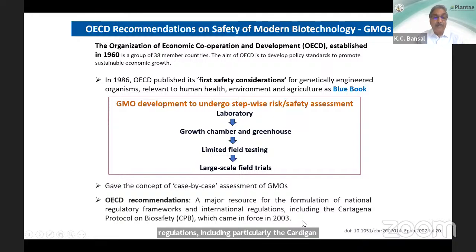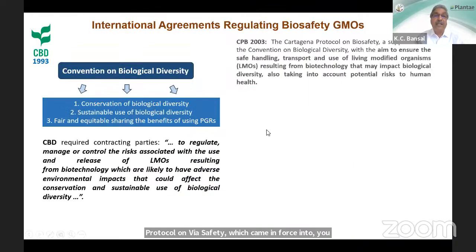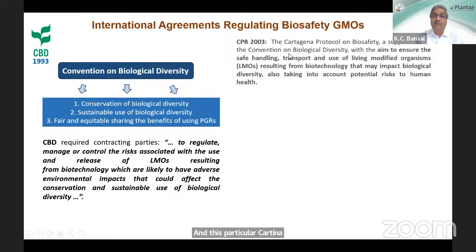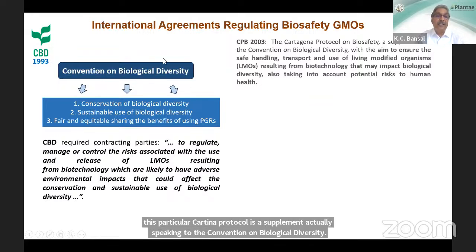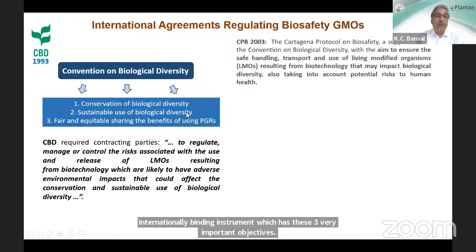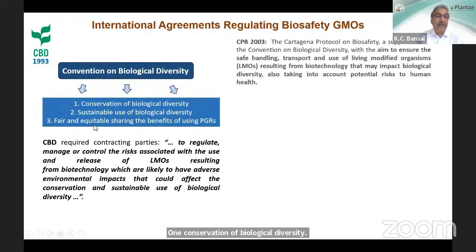The Cartagena Protocol on Biosafety is one of the international agreements regulating the biosafety of GMOs around the world. And this particular protocol is a supplement, actually speaking, to the Convention on Biological Diversity. And the CBD, I'm sure you all know, is an internationally legally binding instrument which has three very important objectives. One, conservation of biological diversity. Two, sustainable use of biological diversity. And three, fair and equitable sharing of the benefits of using plant genetic resources or germplasm in general.